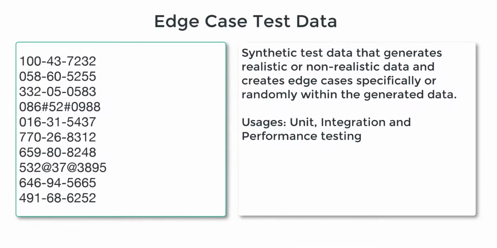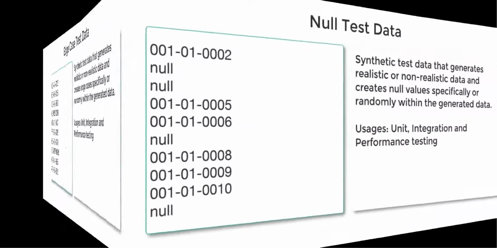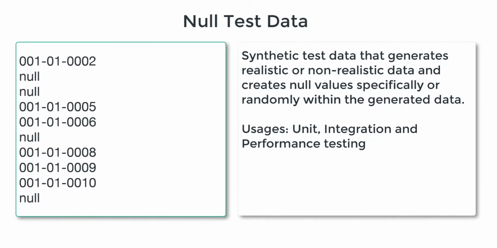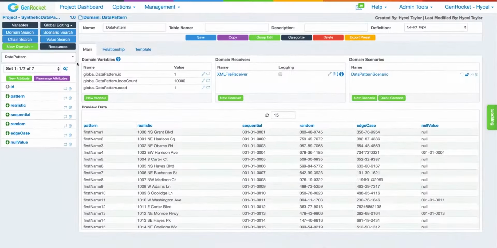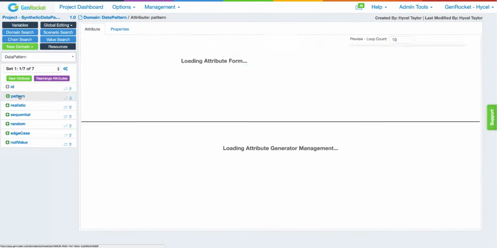Edge case test data is synthetic test data that generates realistic or non-realistic data and creates edge cases specifically or randomly within the generated data. And null test data is synthetic test data that generates realistic or non-realistic data and creates null values specifically or randomly within the generated data. So let's go to the GenRocket Web Platform and see examples of these 6 test data patterns.